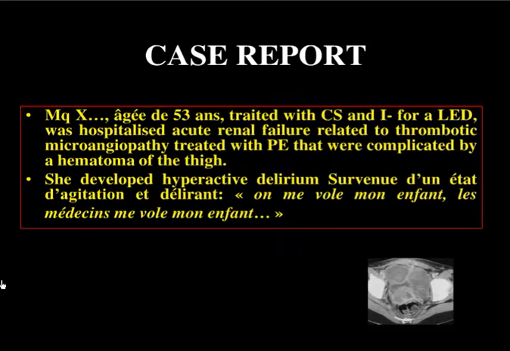Sorry, there is some French in this slide. But she was saying, "on me vole mon enfant, les médecins me volent mon enfant." It means that the physicians are taking my baby away. In fact, we did a CT scan, and she had a big hematoma of the pelvis.